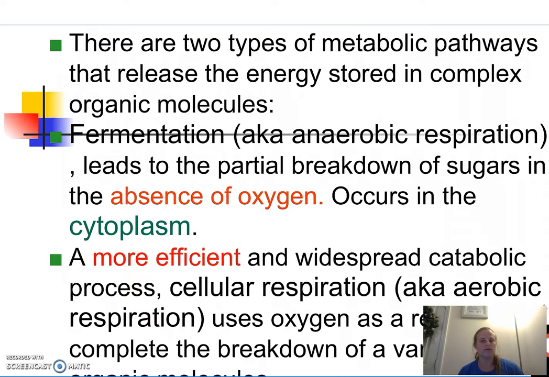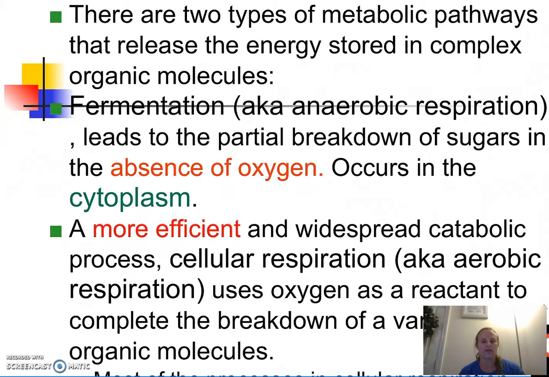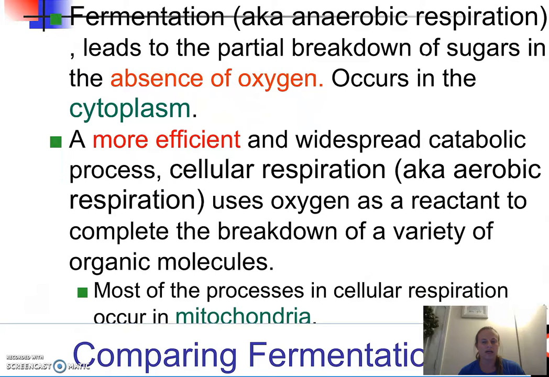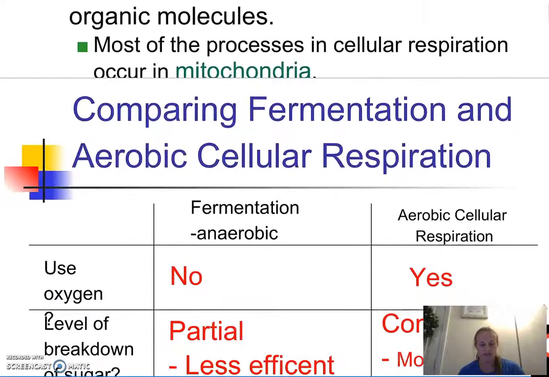There's fermentation, also known as anaerobic respiration. There's also aerobic respiration. But let's address fermentation, or anaerobic respiration, first. Fermentation is done in the absence of oxygen. It occurs in the cytoplasm and gives a partial breakdown of sugars, whereas aerobic respiration takes place mostly in the mitochondria, some in the cytoplasm. It uses oxygen and involves the complete breakdown of a variety of organic molecules such as glucose. So it's way more efficient at providing us with energy.